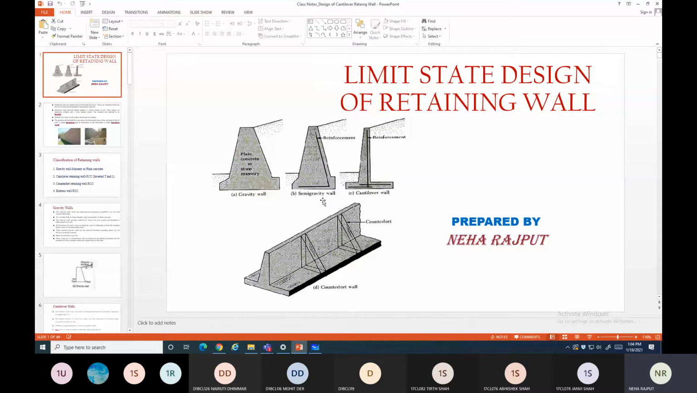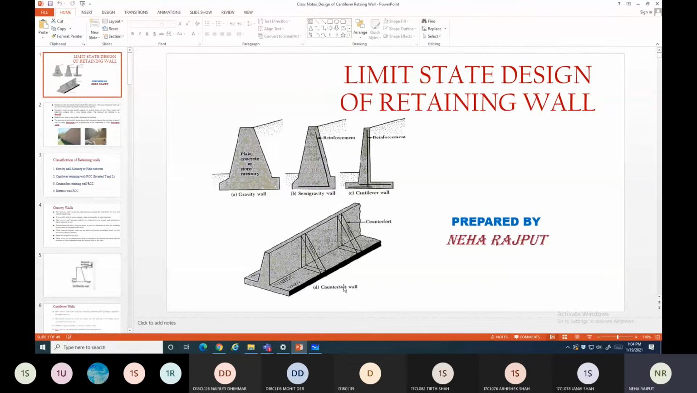Second one is the semi-gravity wall, where the majority part of the load is governed by the self weight of the wall itself, and some of the load can be resisted by the reinforcement provided in the wall. So that is the semi-gravity wall. Then the third one is the cantilever retaining wall, where the wall is provided with reinforcement where it is required in the tension zone.